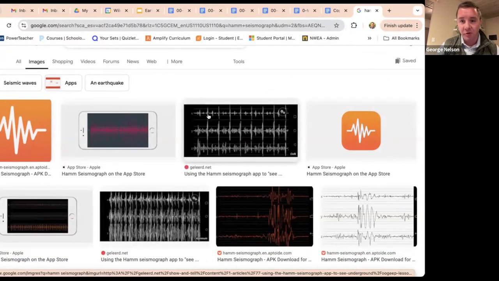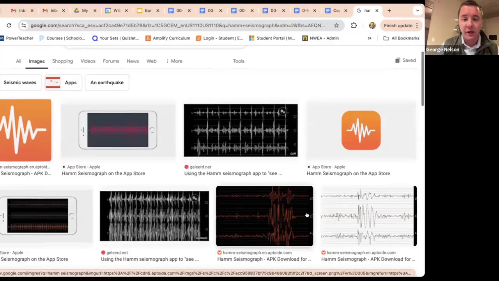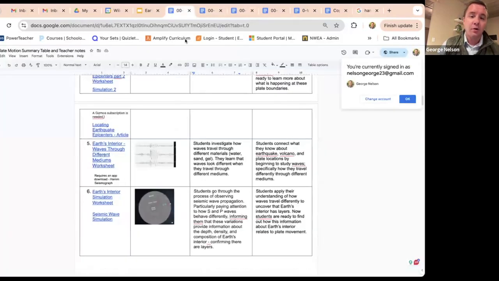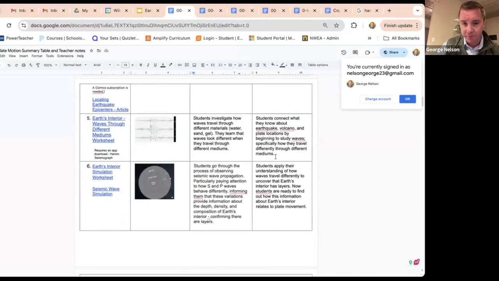But what's cool is if you put this over different substances like water, I have my kids lay them over their iPads, over sand, water, or gel. You tap on it and you start to see, on the side next to the bag, that the waves look different as they travel through different things. So I connect that back to the idea that waves travel differently through different materials.